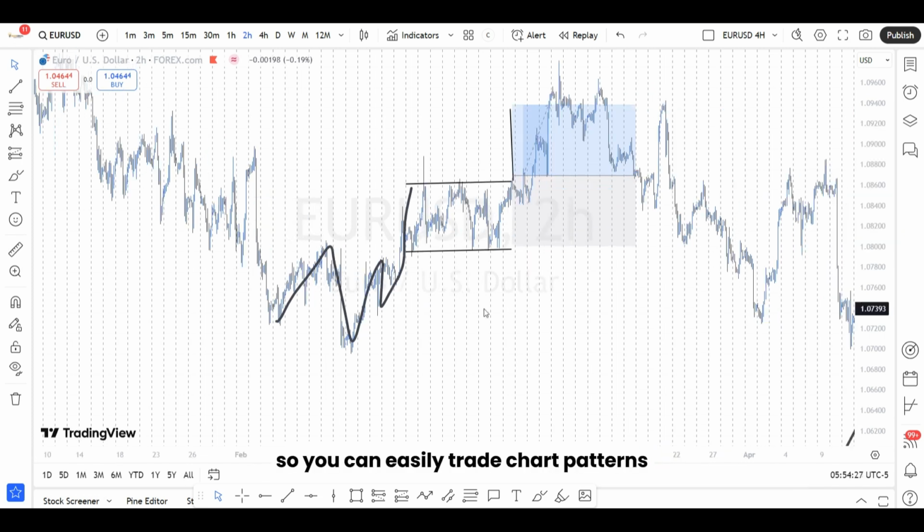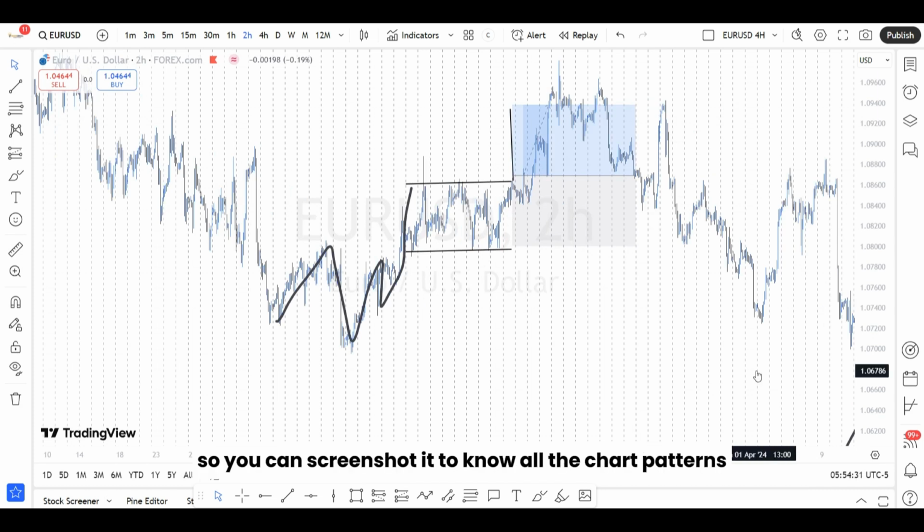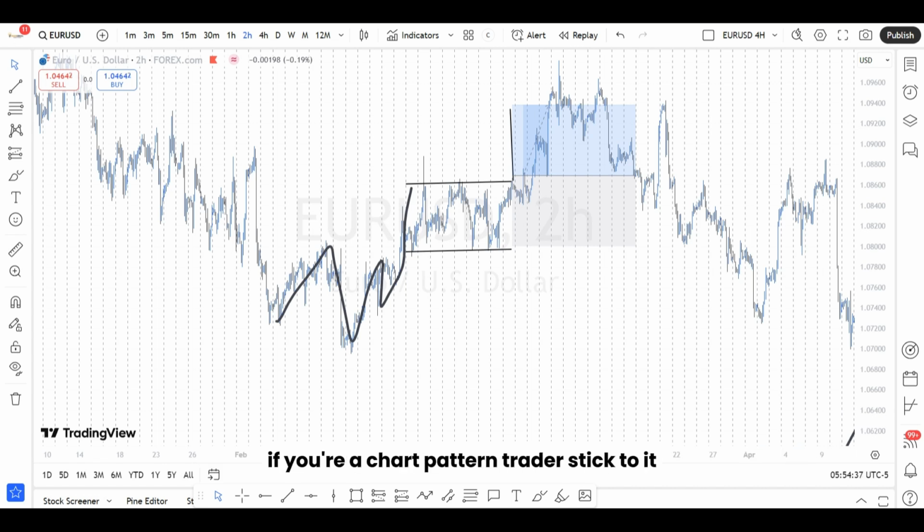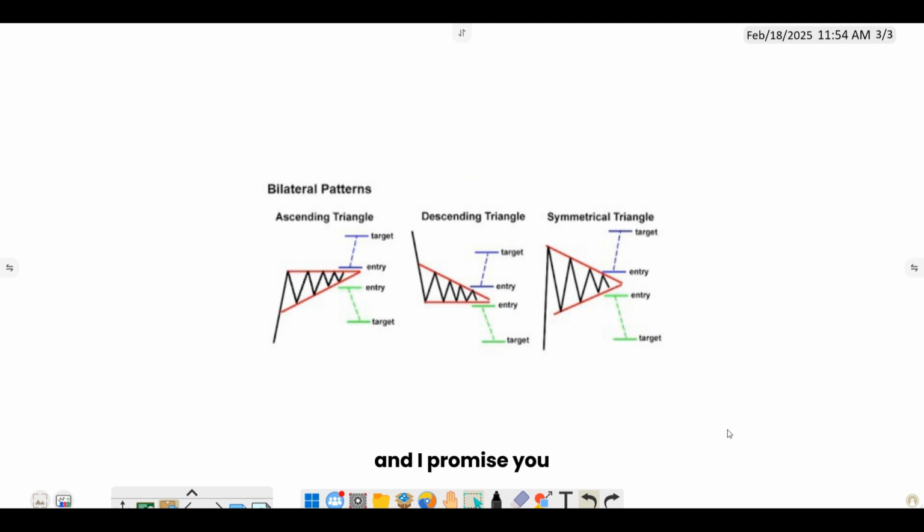So you can easily trade chart patterns. Like I said, I'm going to take you back so you can screenshot it to know all the chart patterns. If you're a chart pattern trader, stick to it, trade chart patterns, and I promise you, you're going to get a very good win rate by trading chart patterns alone. If you're able to draw the pattern, allow the market to flow before looking for a new pattern.